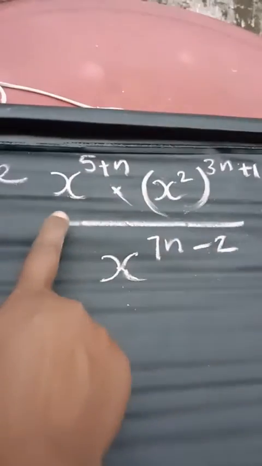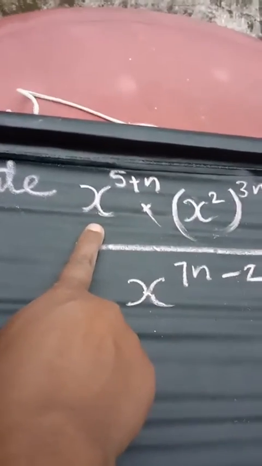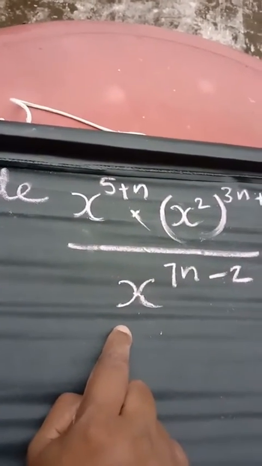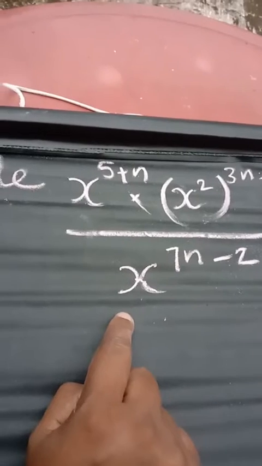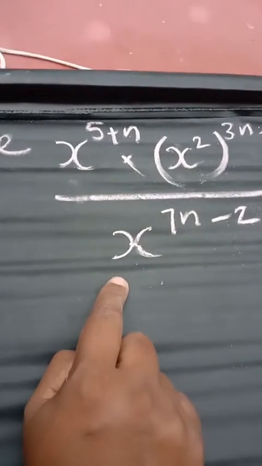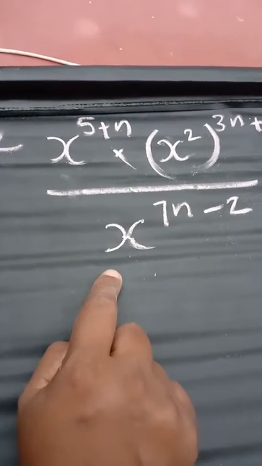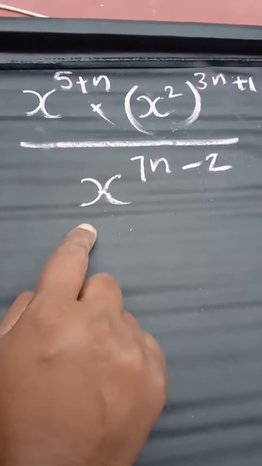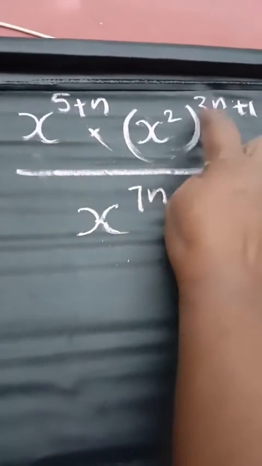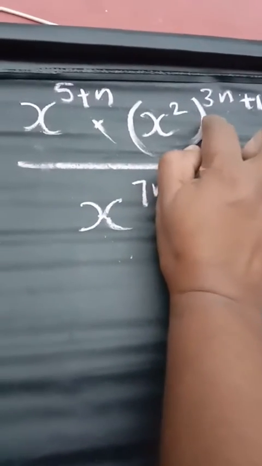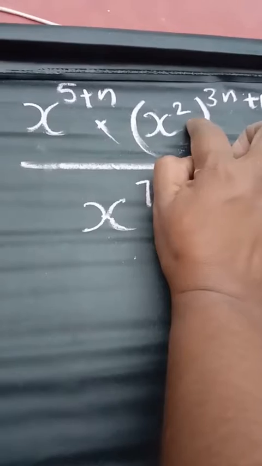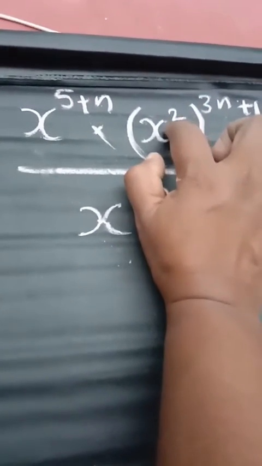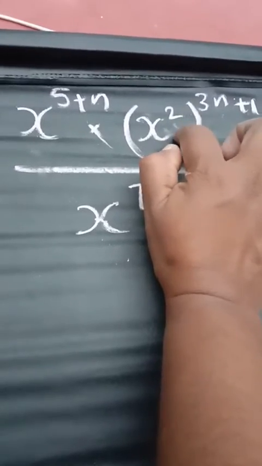First, here x is the base, here also x is the base, and in the denominator also x is the base. If the bases are same, we can add the powers. And also here we can apply the power of a power rule: a raised to m the whole raised to n is equal to a raised to m into n. So first we can start from here.